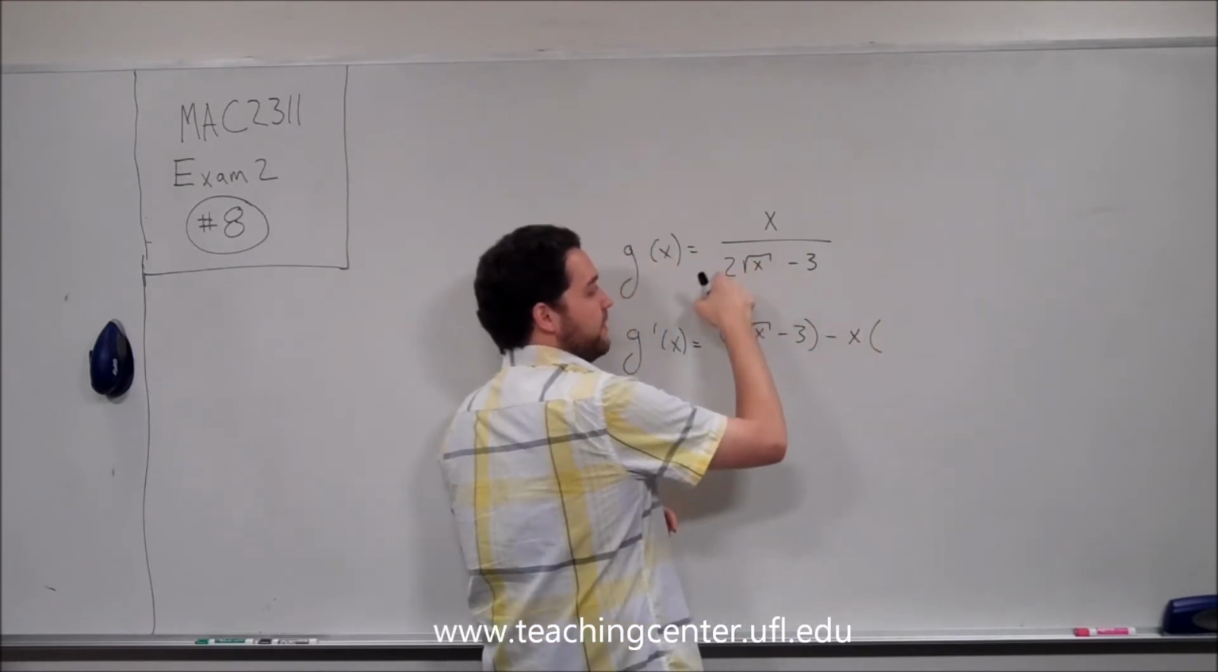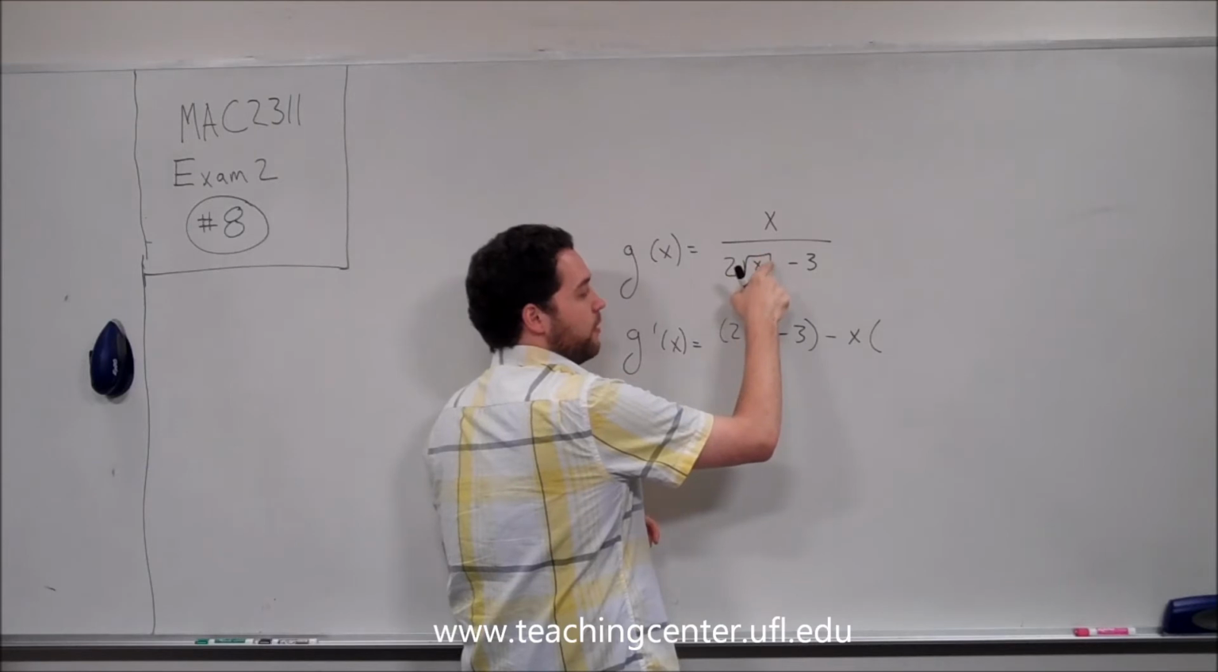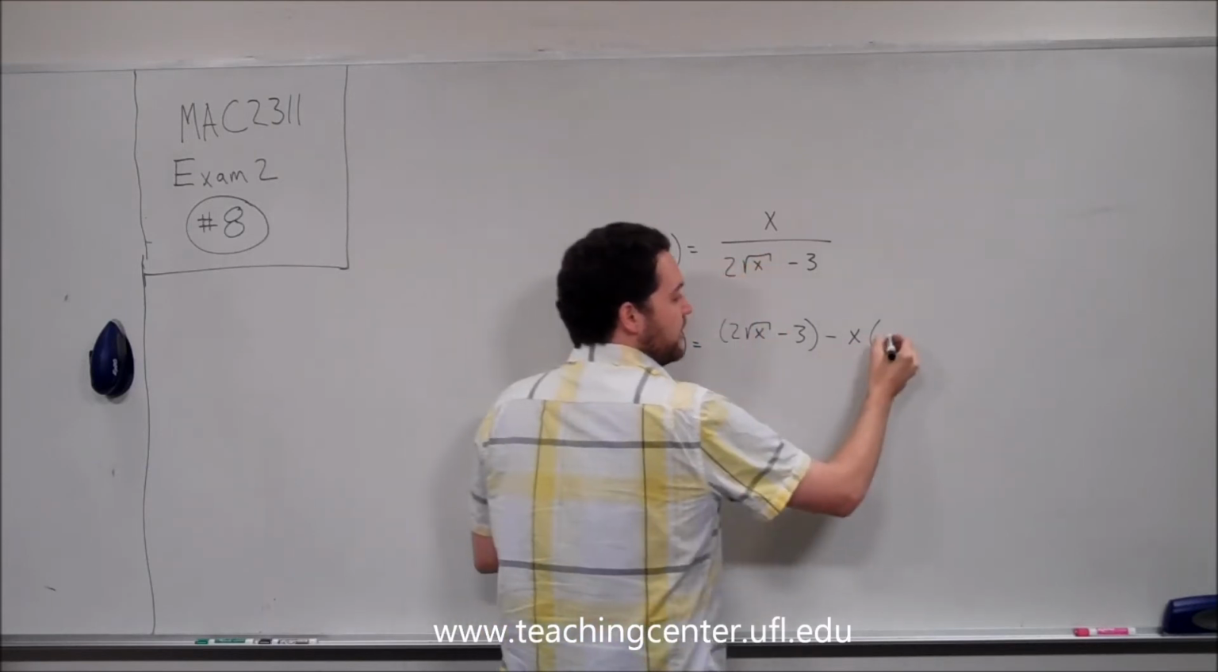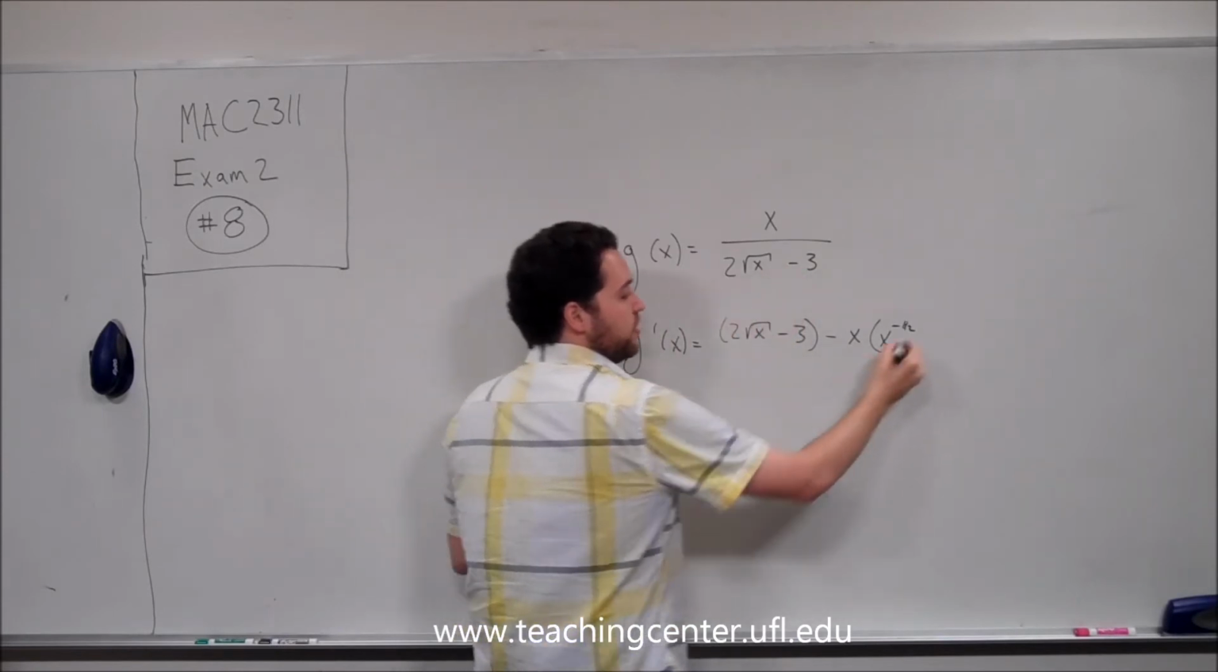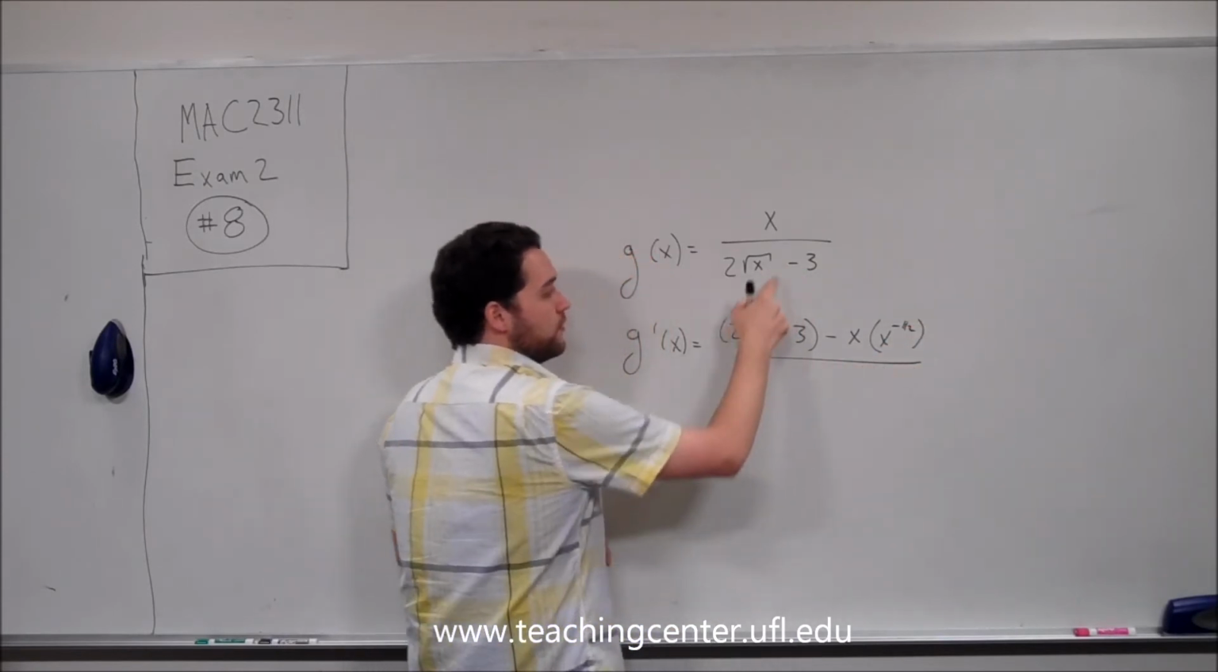just give you, bring the 1/2 out front because the square root is actually a 1/2 power, so that would cancel out with the 2. You just get x to the negative 1/2. And then the derivative of negative 3 goes to 0. That's all you have there. All over the bottom squared.